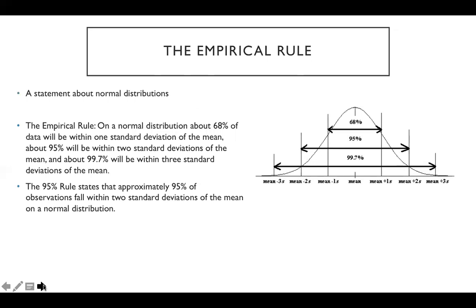All right, so the empirical rule is a statement about normal distribution. The paragraph in the second bullet is just a description of the image on the right. On a normal distribution, about 68% of data will fall within 1 standard deviation of the mean. About 95% will be within 2 standard deviations of the mean, and about 99.7% will be within 3 standard deviations of the mean. The 95% rule is just a shortened version of the empirical rule, so it really just talks about the middle 95% of data. The 95% rule states that approximately 95% of observations fall within 2 standard deviations of the mean on a normal distribution.